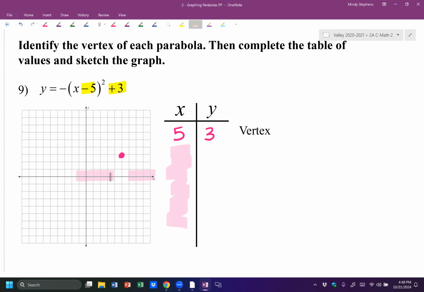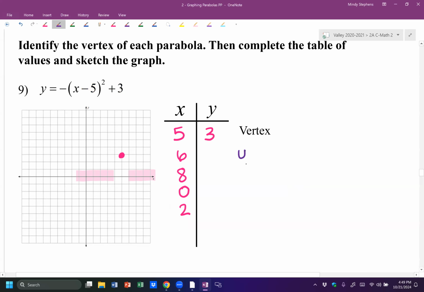So if I just pick some random numbers on the right, the vertex is at 5. So let's say I picked 6 and 8 for the right side. And then the left side, let's say I wanted to pick 0 and 2. And let's see how that turns out. So let's put those numbers in, and you might have to pick a couple more depending on what it looks like.